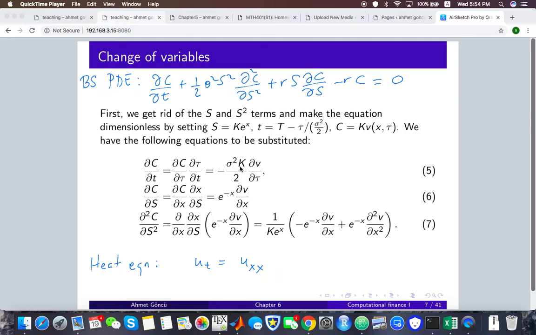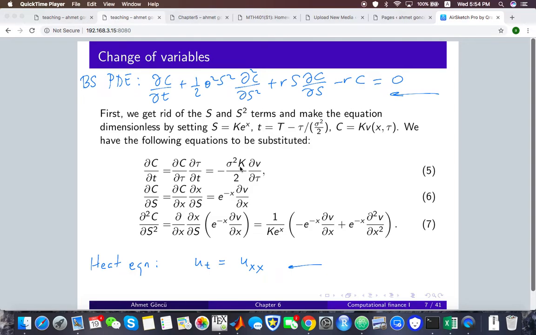So we need to define some change of variables. You can see here is the Black-Scholes PDE, and somehow you want to transform this second-order partial differential equation into another second-order partial differential equation, and you want to convert this to the heat equation problem. So in order to do this, we need to do a few changes of variables.